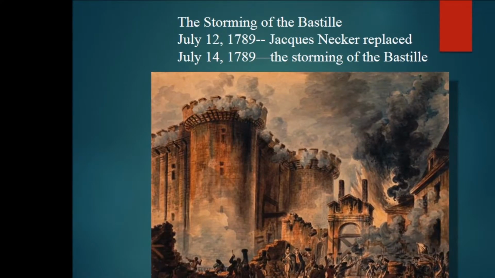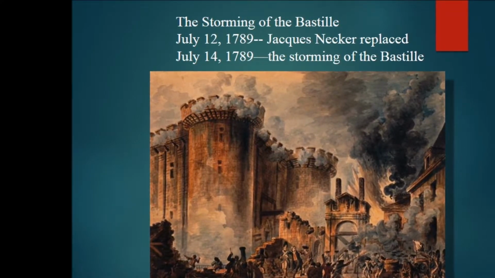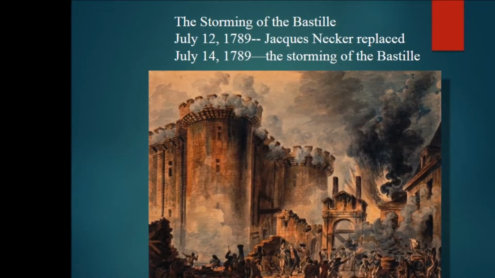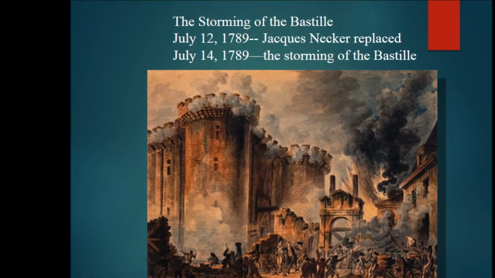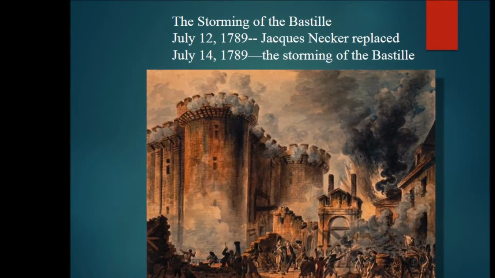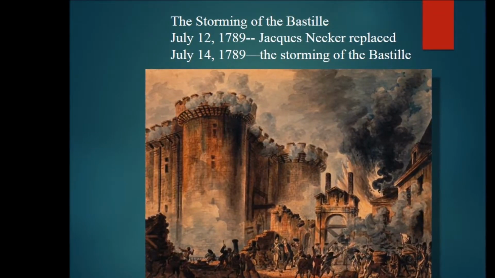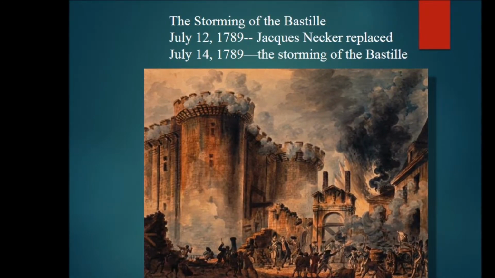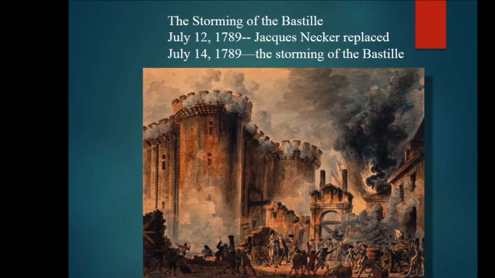News of the Tennis Court Oath and the fact that the Third Estate separated itself during the Estates General spread fairly quickly, and in general the French people were very excited about this, and they took their excitement out in terms of riots. And one very famous riot that took place during this period is the storming of the Bastille. And the Bastille is, or was, a French prison, so a place where the government would put political prisoners.